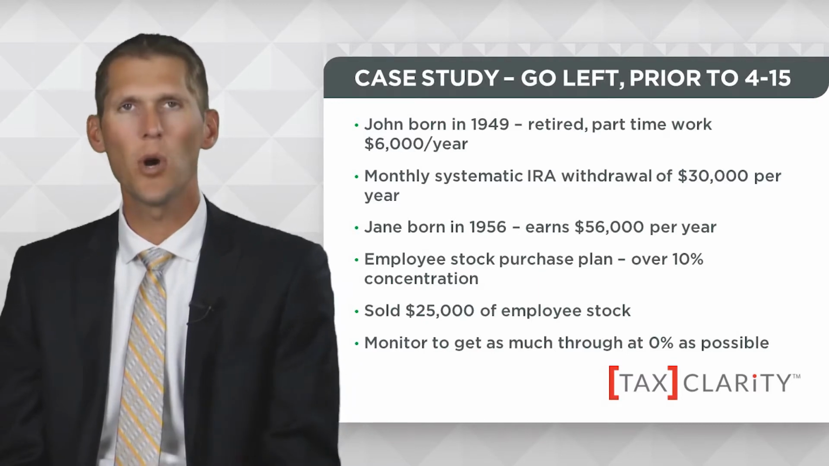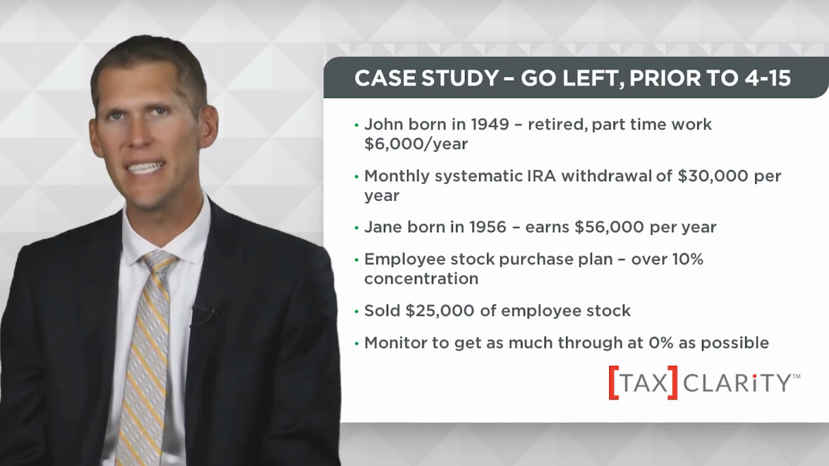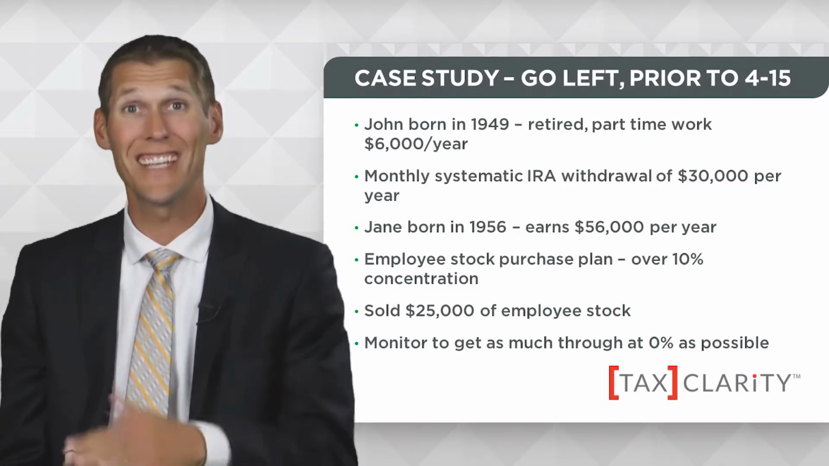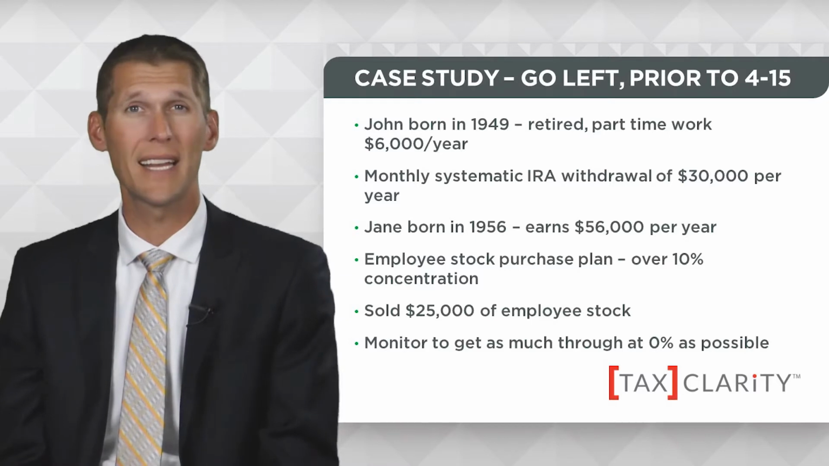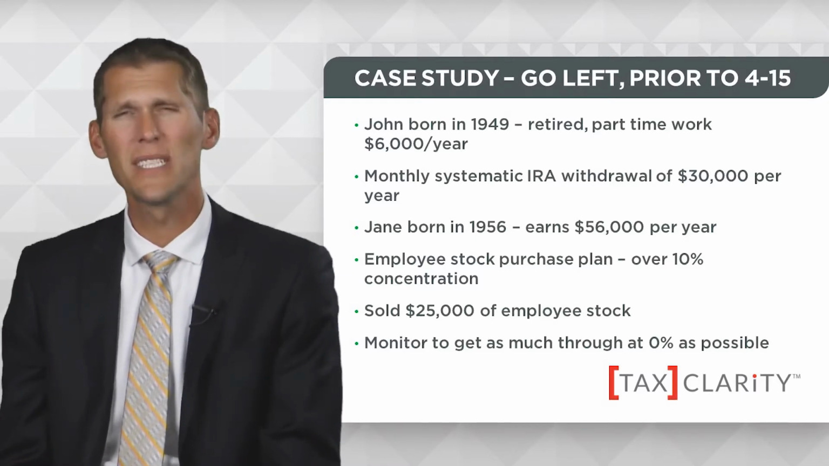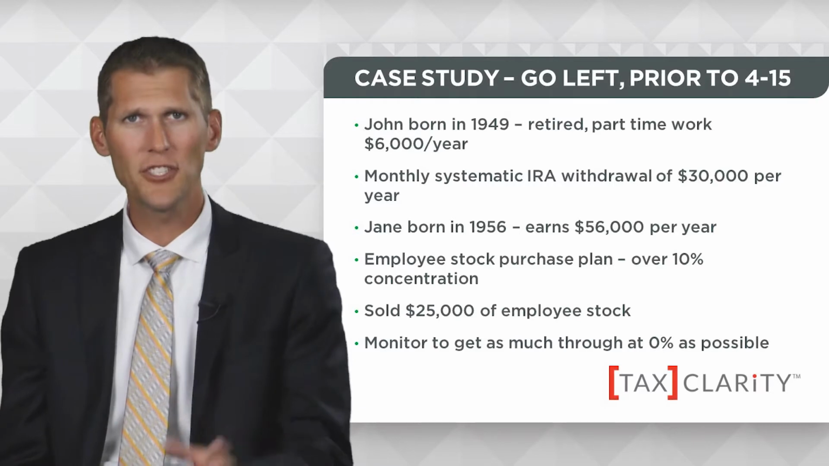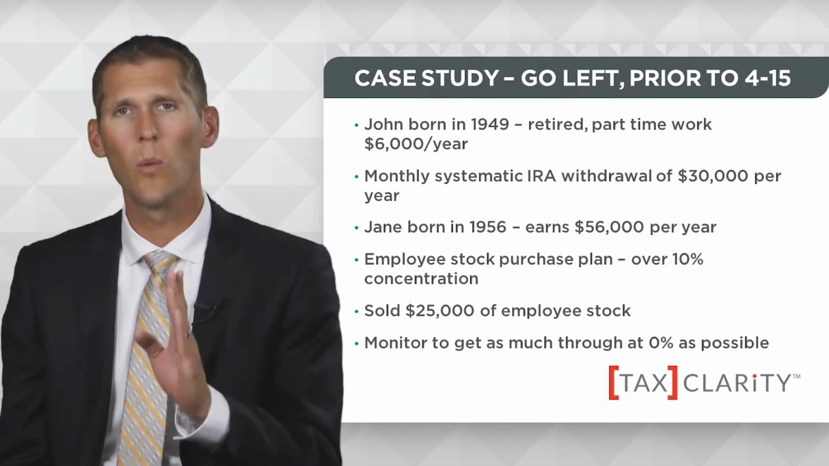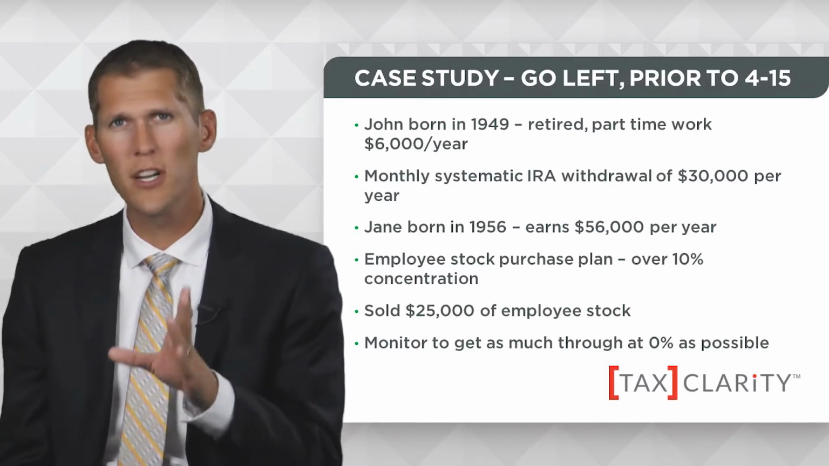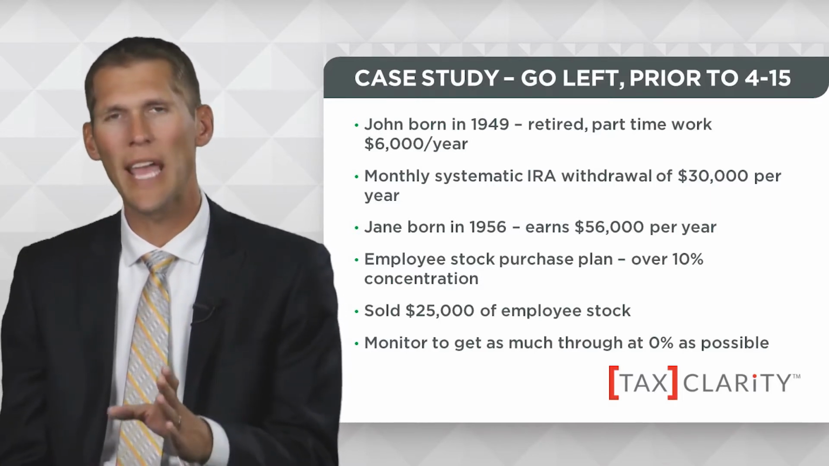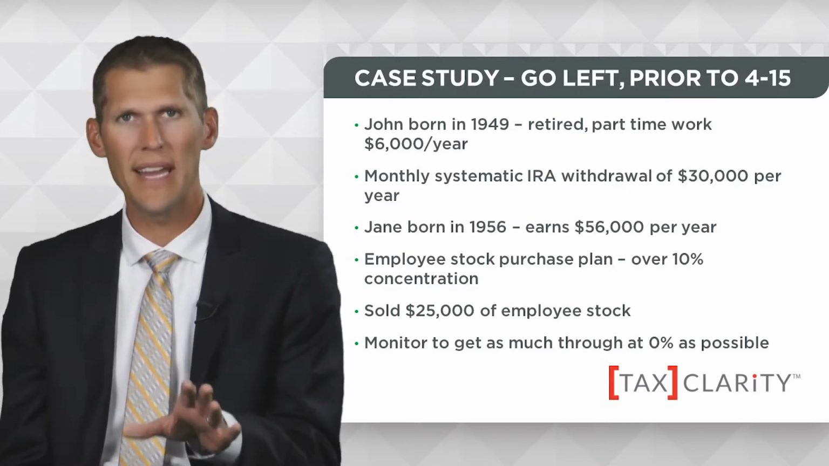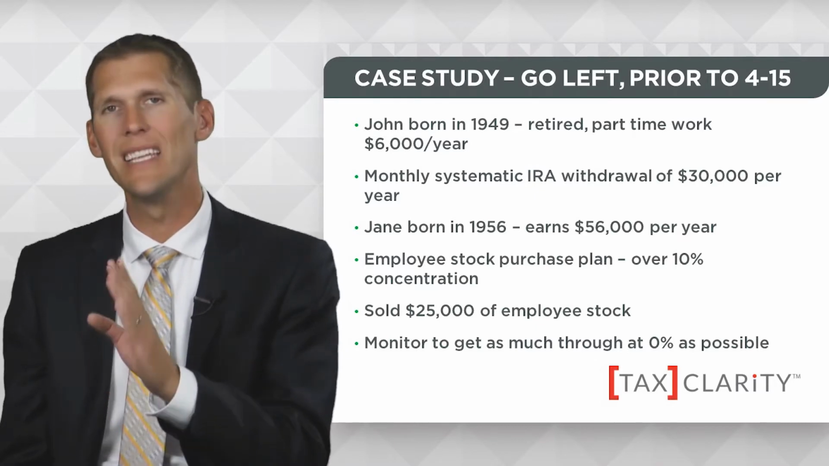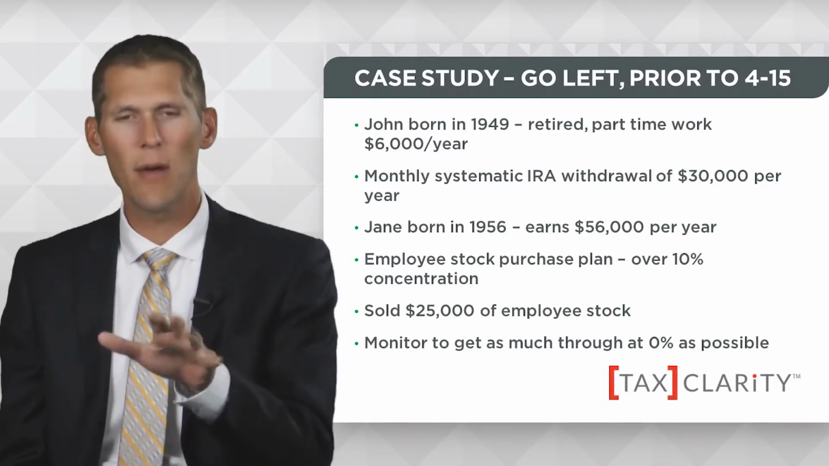Now we've got Jane. She was born in 1956, and she earns $56,000 per year. Let's say Jane had an employee stock purchase plan, but she's gotten to the point where she's got over 10% concentration in that stock purchase plan, so it's time to sell some of that stock. So last year we sold $25,000 of employee stock. We want to monitor this situation in order to try to get as much of the capital gain through at a 0% rate as possible. And this time frame between January 1st and April 15th is the key time frame to do that. So here's how we enter it in tax clarity.